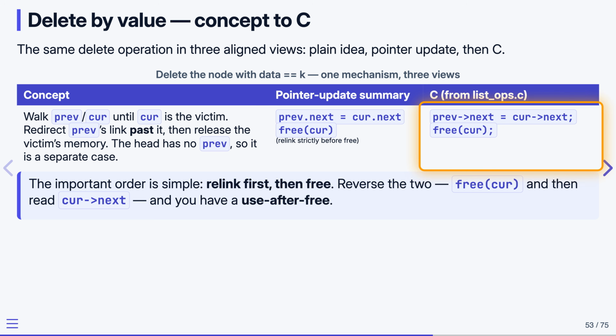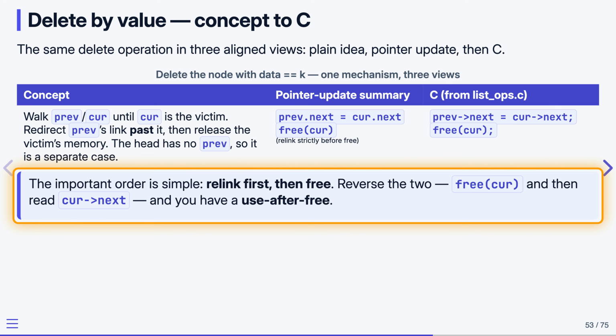Now the C code itself. prev->next = cur->next, then free(cur). It is the same 2 lines as the idea, just written in C. The key order is simple. Relink first, then free. If you reverse the 2, if you free cur and then read cur->next, you have a use after free. So always relink before you free.